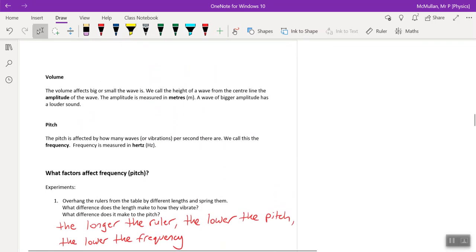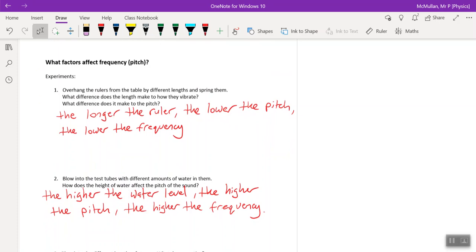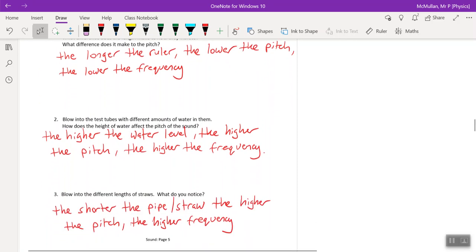To summarize, volume affects how big or small a wave is. It is measured in amplitude and the unit is meters. Pitch is the frequency, how many waves per second, measured in hertz. Some experiments you're going to look at this week. If you have different lengths of rulers overhanging a table and you were to ping the ruler, you would notice that the longer the ruler, the lower the pitch, the lower the frequency. If you have a water bottle filled with water and you blow over the top of it, you hear a sound. The higher the water level, the higher the pitch, the higher the frequency.